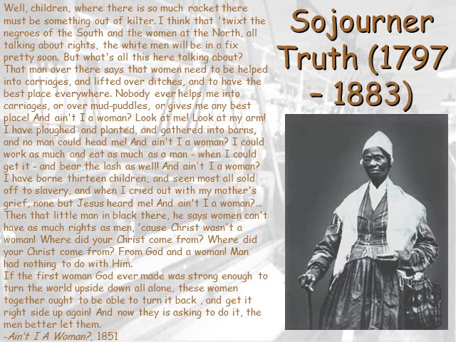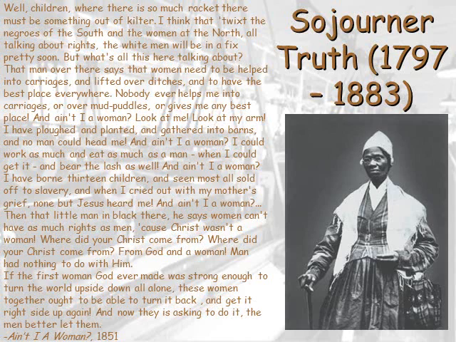So she says, "Well, children, where there is so much racket, there must be something out of kilter. I think that twixt the blacks of the South and the women of the North all talking about rights, the white men will be in a fix pretty soon." What she's saying is, there are so many people talking about people needing rights. There's blacks of the South and women of the North. Between these two groups all talking about rights, the white men of this country are going to be pretty upset soon.